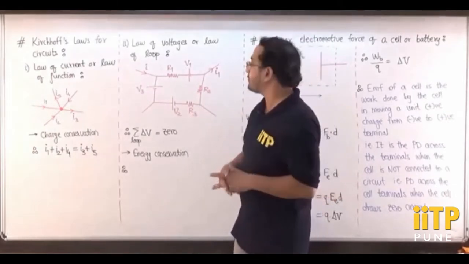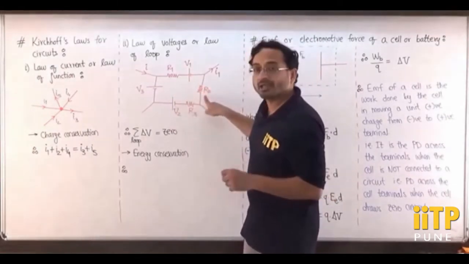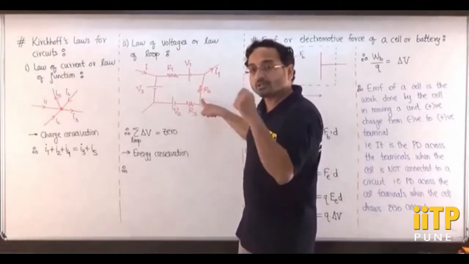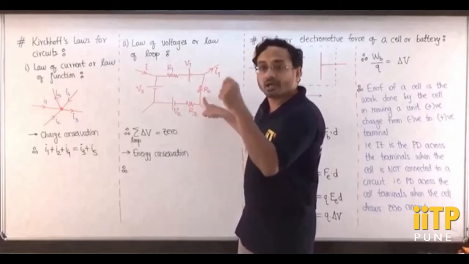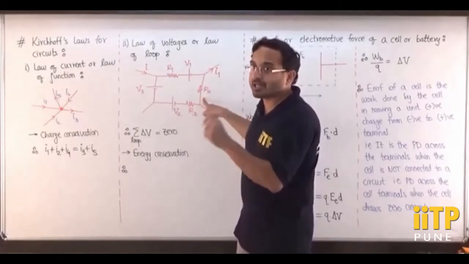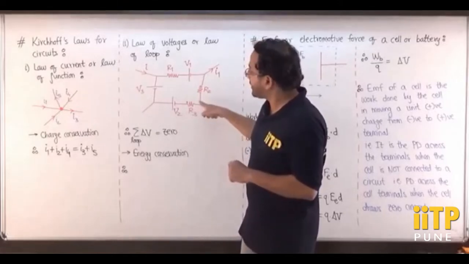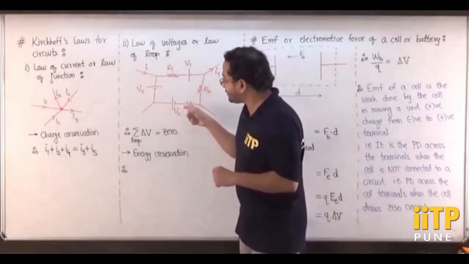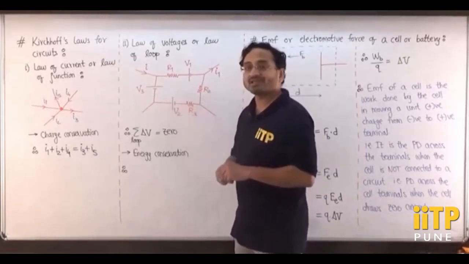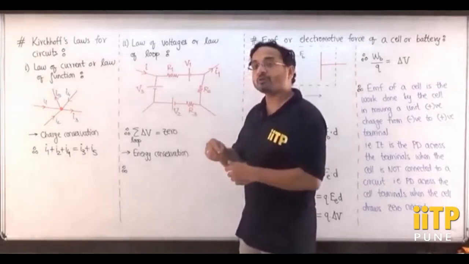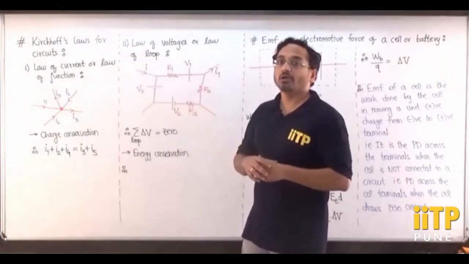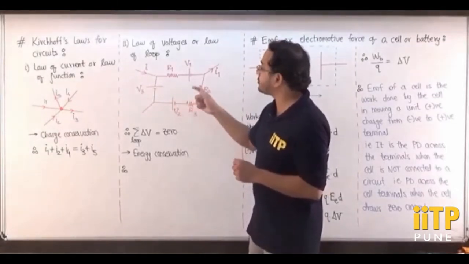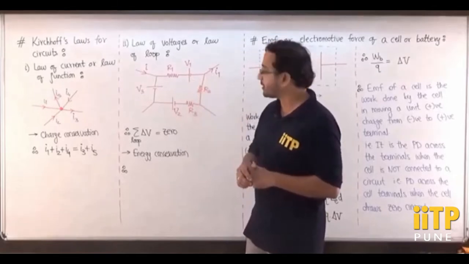I'll repeat. If we are going over a resistor in the same direction as the current through that resistor, then the potential difference across that resistor is taken as negative. On the other hand, if you are going over a cell, then the potential difference of the cell is taken as positive if we are going towards a positive terminal over a cell, and the potential difference is taken as negative if we are going towards a negative terminal.